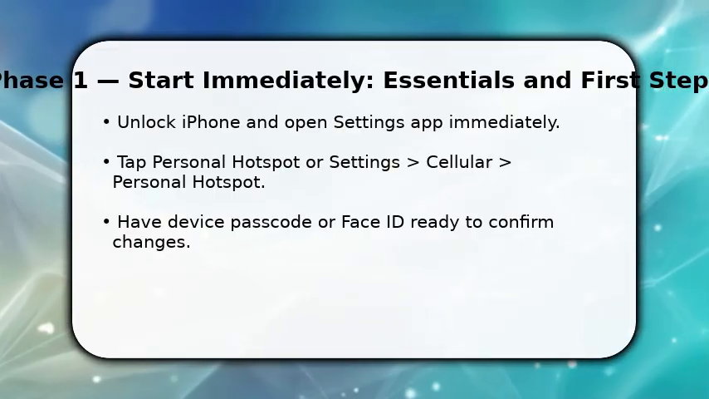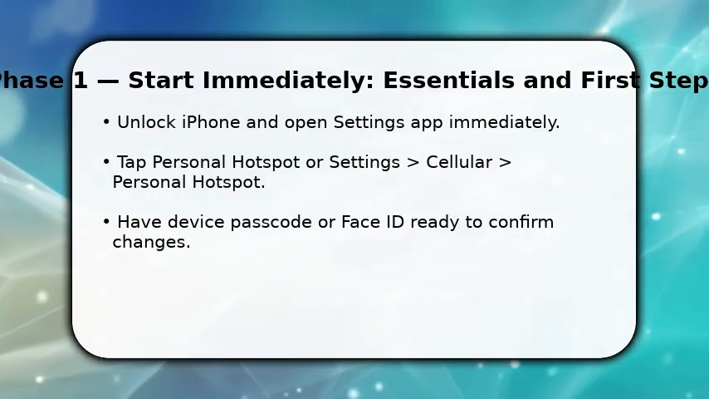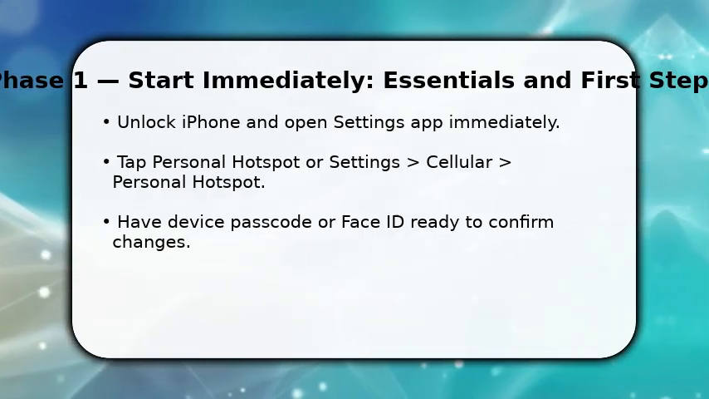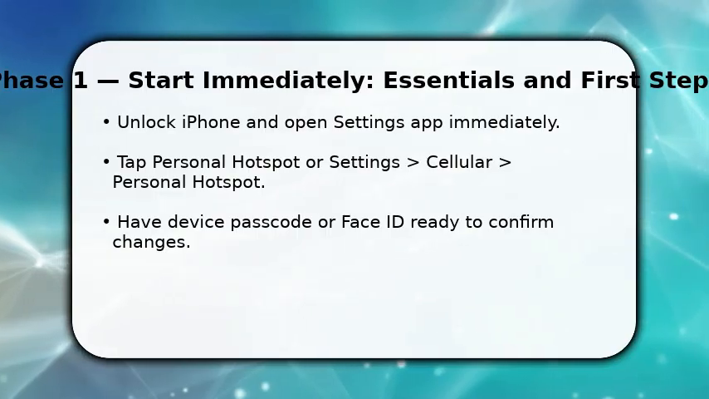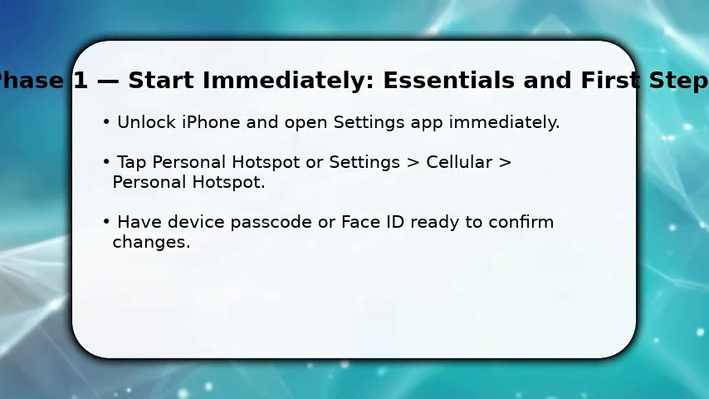You're starting now. Unlock your iPhone and go straight to Settings, then Personal Hotspot, or Settings, Cellular, Personal Hotspot. You do this so you control tethering at the system level. Once there, you'll see Allow Others to Join. Tap that toggle to OFF to stop new connections instantly.